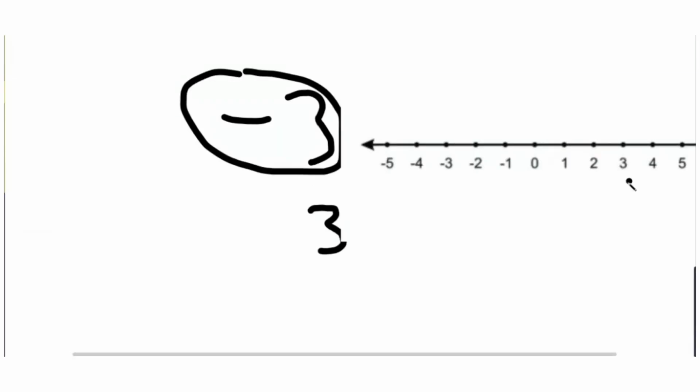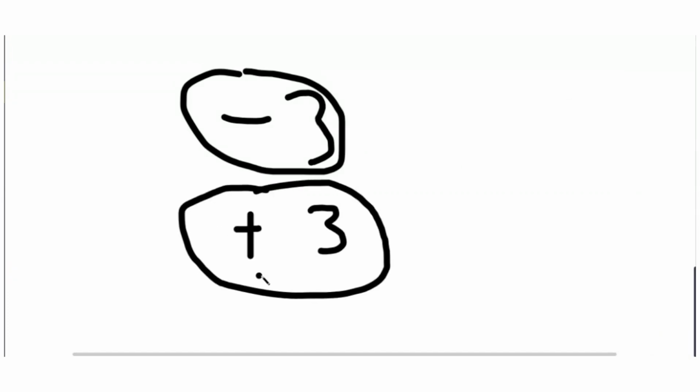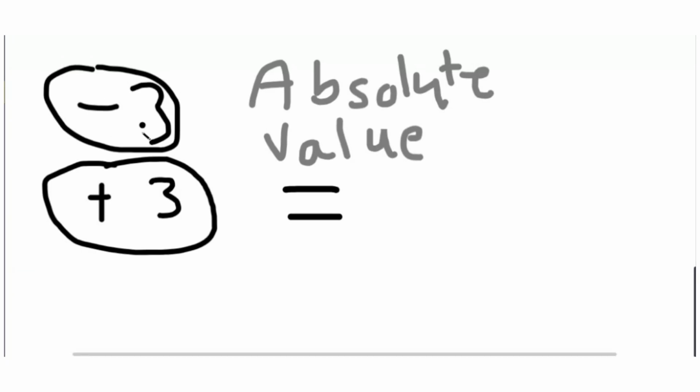Negative 3 and 3, this is a negative number, but the 3 here, since it's on the positive side, is really also just a positive 3, right? So the absolute value of negative 3 and plus 3 is just 3. But now, what is this absolute value business? What is absolute value?